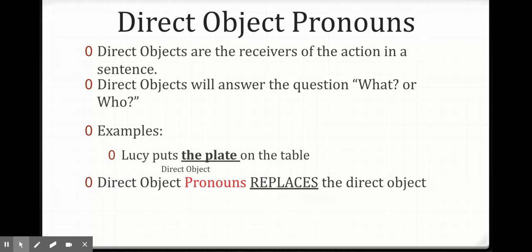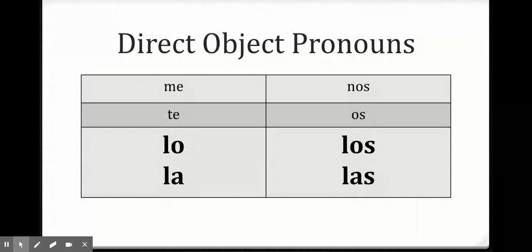Direct object pronouns replace the direct object. Lucy puts it on the table. So that's just like when we were saying last chapter, she gives the book to him. Instead of saying to Juan, we shorten it and say to him. This chapter, we're going to be putting a direct object pronoun to shorten the sentence. So instead of saying Lucy puts the plate on the table, we'll say Lucy puts it on the table.